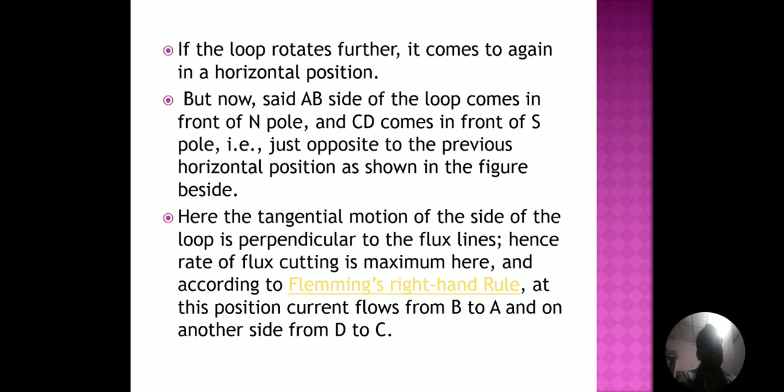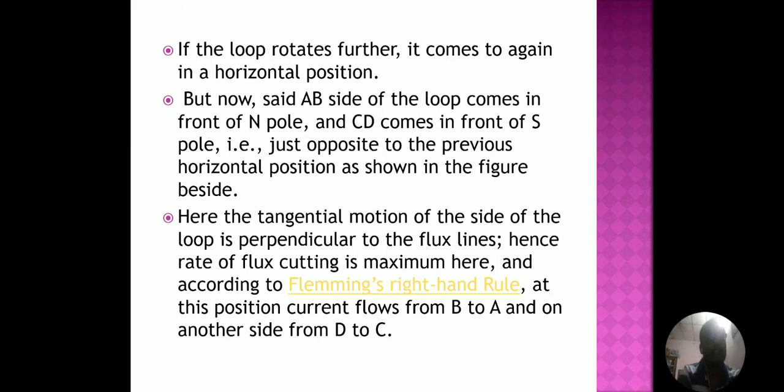If the loop rotates further, it comes again to the horizontal position. But now the AB side of the loop comes in front of the north pole and CD comes in front of the south pole. That is just opposite to the previous horizontal position, as shown in the figure beside.